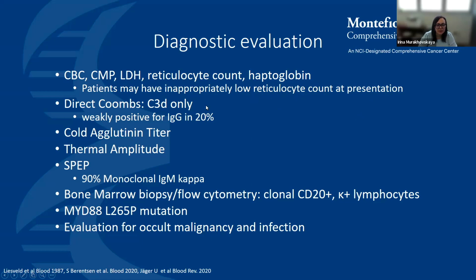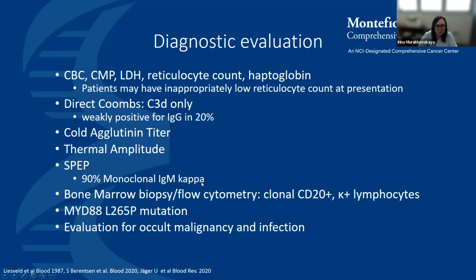Direct Coombs is positive for C3d only, but can be positive for IgG weakly in about 20% of cases. I mentioned cold agglutinin titer. Thermal amplitude is not required for diagnosis, but may be helpful for clinical evaluation. About 90% of patients with cold agglutinin disease have presence of monoclonal protein on the serum protein electrophoresis. In most cases, it's an IgM-kappa monoclonal protein.